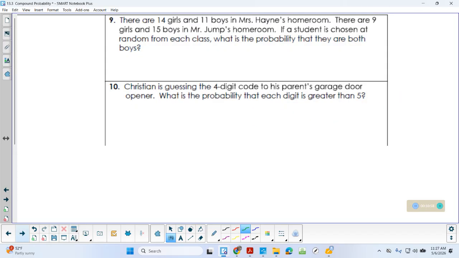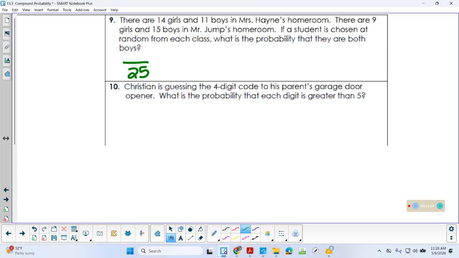All right, there are 14 girls and 11 boys in Mr. Haynes' homeroom. Do some math there for me. How many total kids is that? 25. Okay, 9 girls, 15 boys in Mr. Jump's homeroom. If a student's chosen at random from each class, what's the probability they are both boys? Okay, you just told me 25 for the total. Now we're doing the probability they're both boys. So how many total boys are there here?